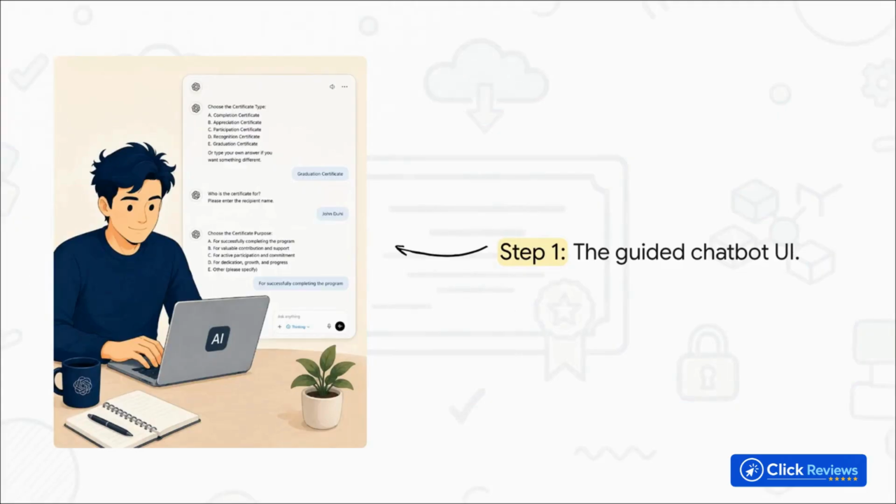Here is Step 1 in action. Instead of staring at a blinking cursor in a blank text box, you simply interact with a guided chatbot. You just select options from a menu, like choosing graduation certificate, and answer some guided questions about the recipient and the purpose. The software is just smoothly gathering your raw materials.